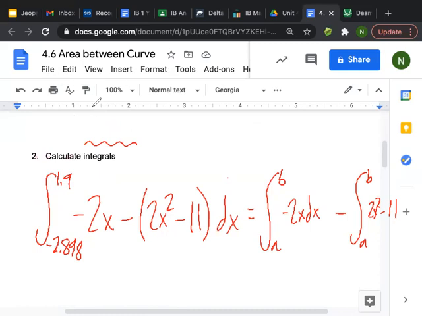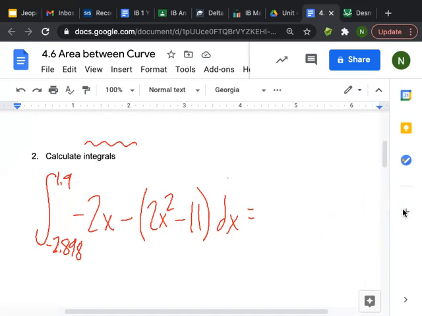So now, when I integrate these, this would be minus 2x squared plus 11 when I distribute the negative. Is that okay? Okay, so now, what would the integral be?